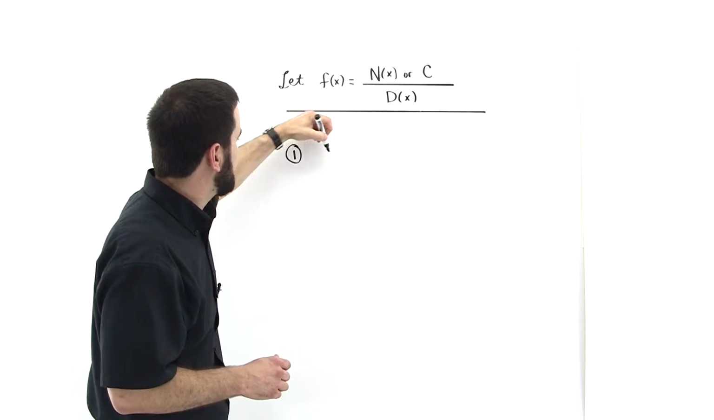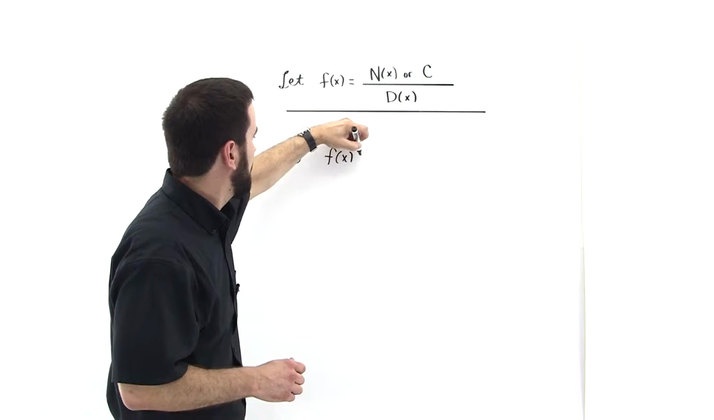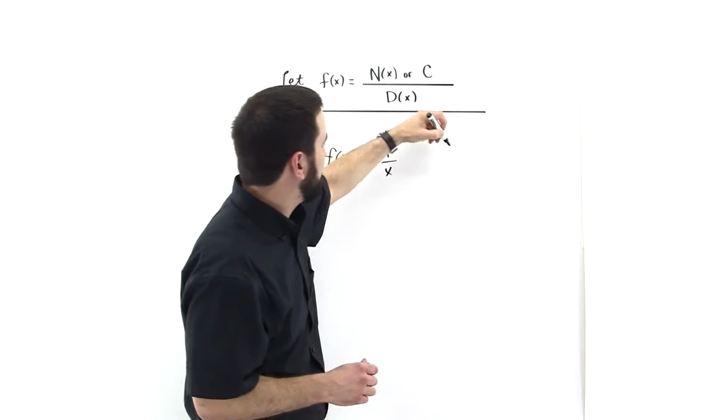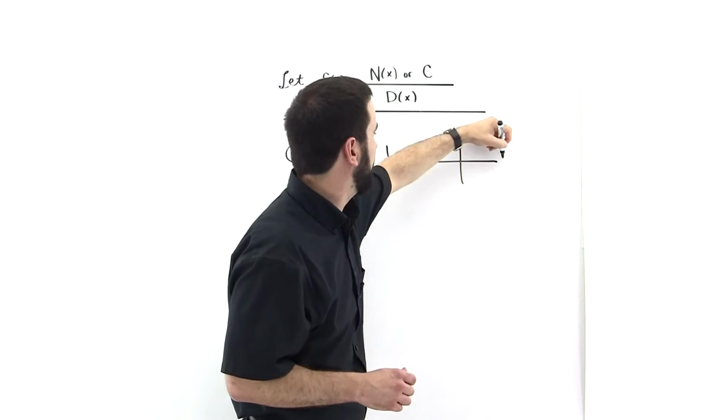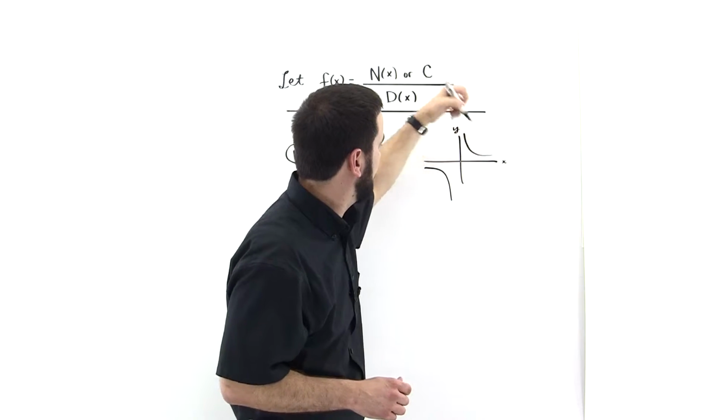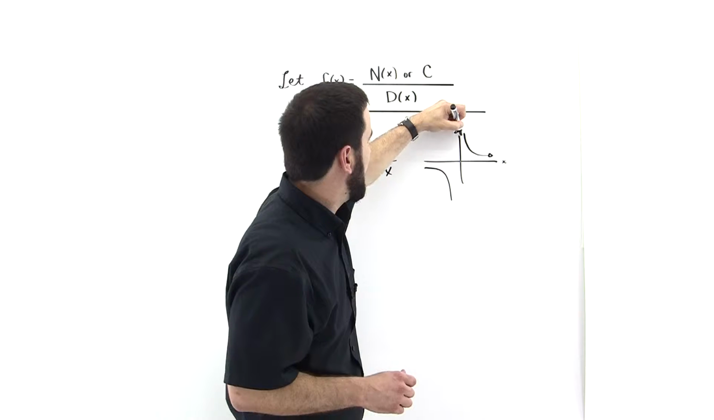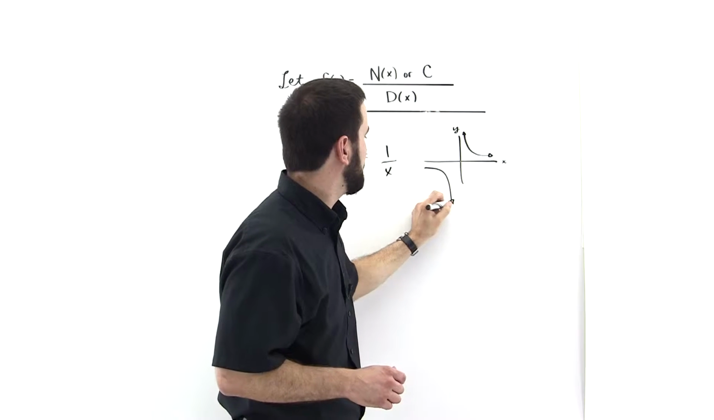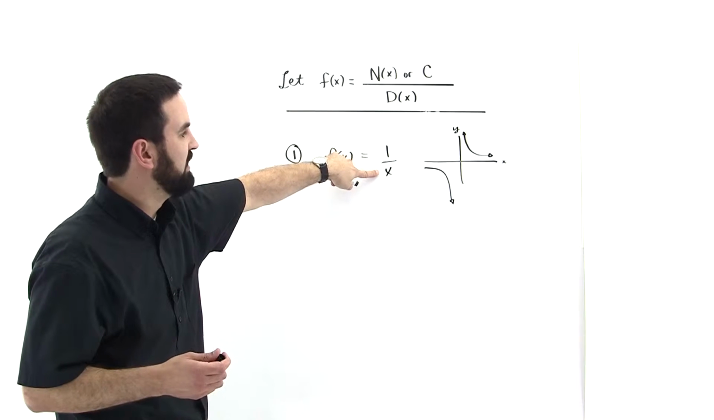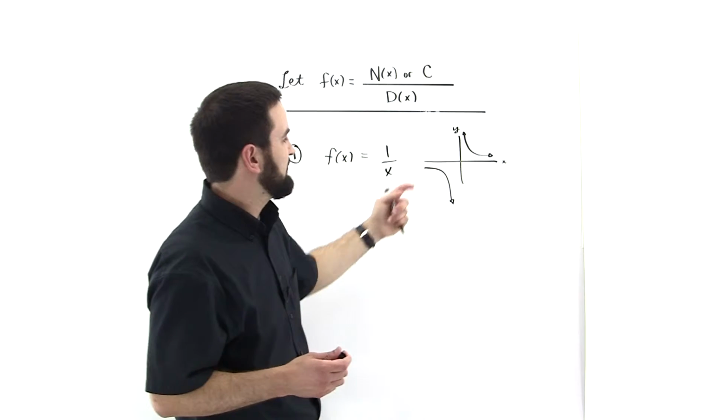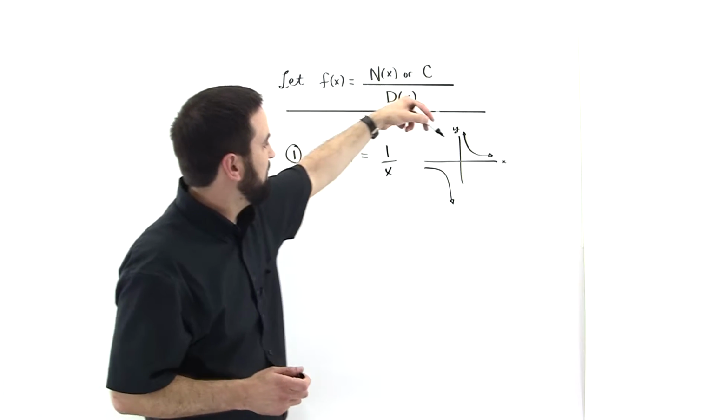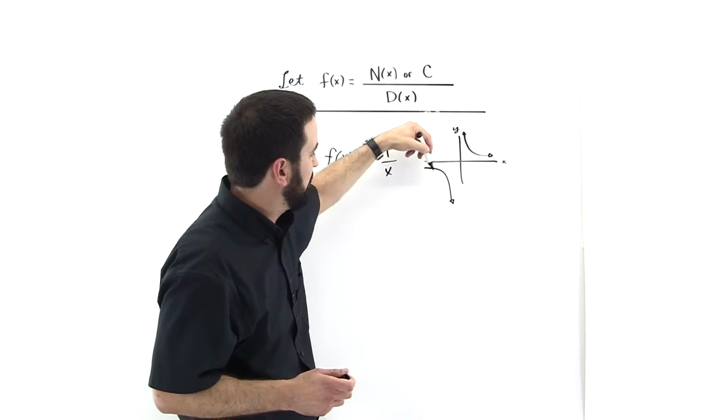So for number 1, let's consider f of x is equal to 1 over x. If we graph this function, we will see the following. X, y, and it looks something like this, and like this on this side. We see that it has a vertical asymptote at x equals 0, and that makes sense. If we set the denominator equal to 0, then it has a vertical asymptote, and we see in fact that that's true. And we see that the function blows up, that it gets very big, at x equals 0.